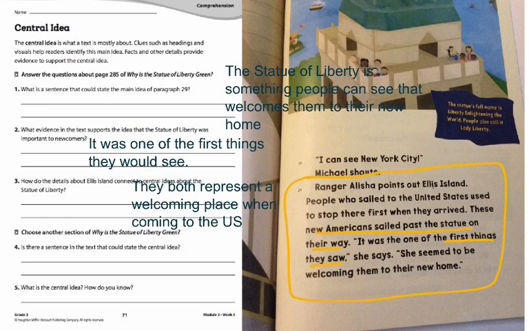Question number 4 and 5, you're going to go to another page in this story, and then you're going to do the same thing. You're going to identify the central idea of one of those sentences. Question number 5 says, what is the central idea and how do you know? Remember that central idea is explaining what that sentence or that paragraph is mostly about.